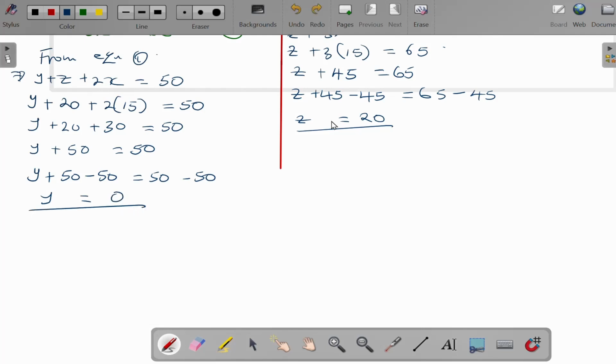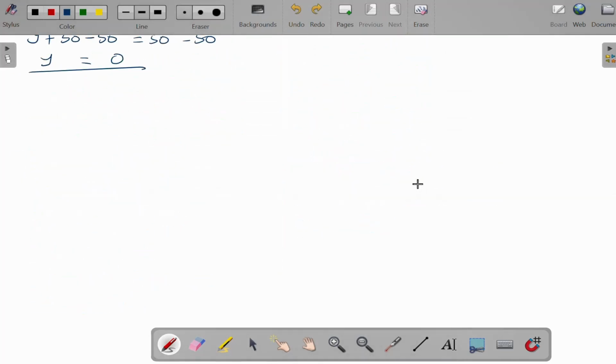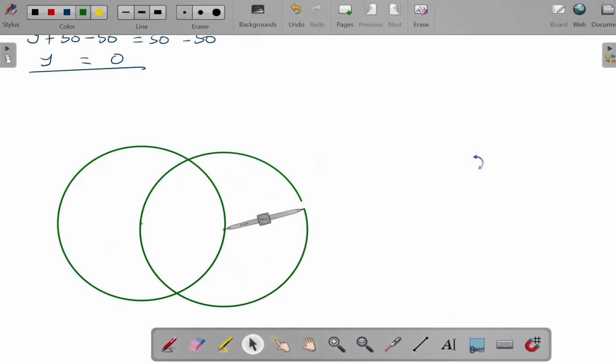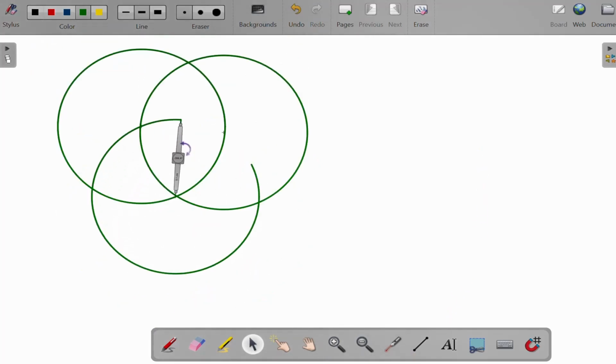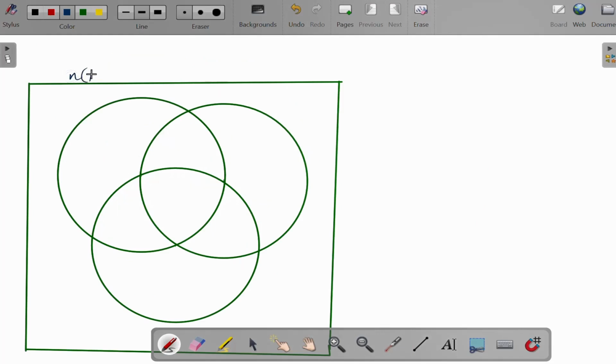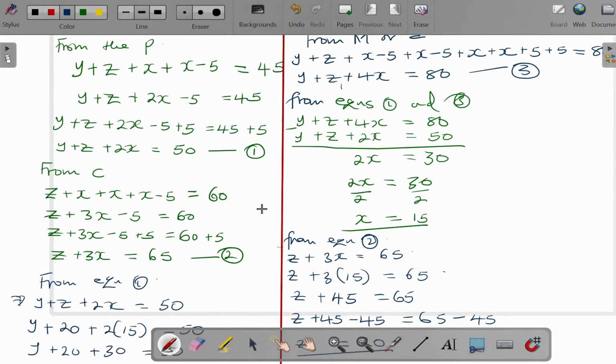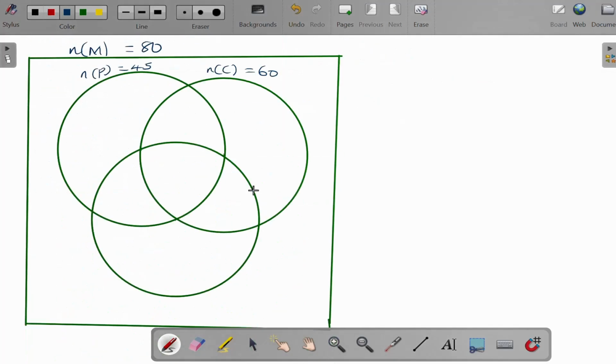Having got the value of y, z, and also the value of x, we can now redraw. So we are going to draw the sets. I draw another one here, then lastly like this. The number of those who passed mathematics equals 80. Then the number who passed physics is 45. Then the number who passed chemistry equals 60. This was x, but we determined our value of x as 15, z is 20, and y is 0.